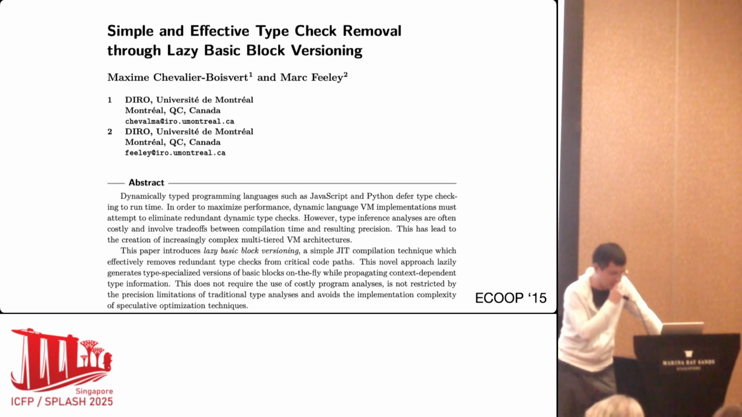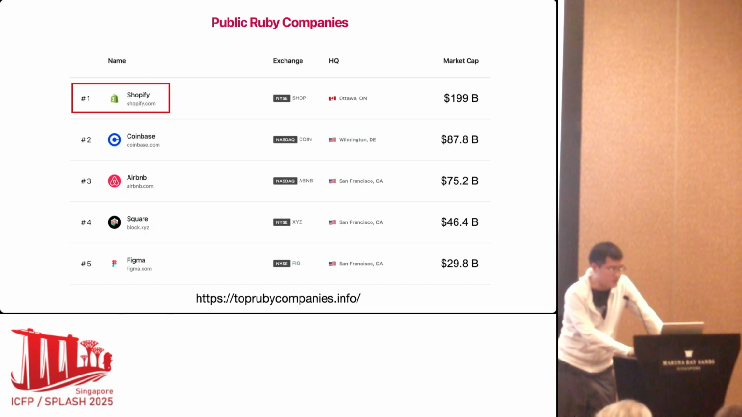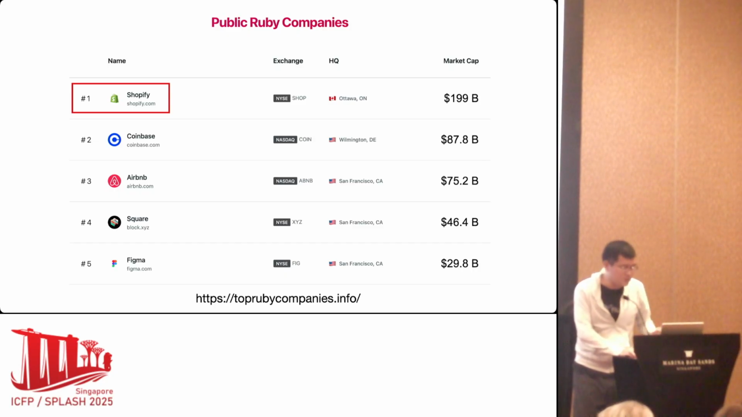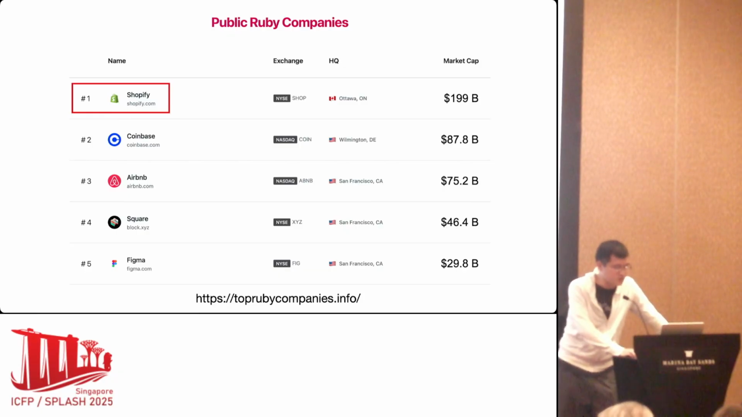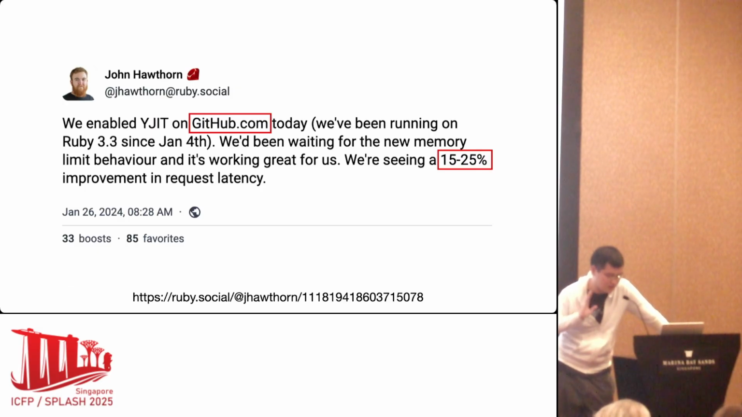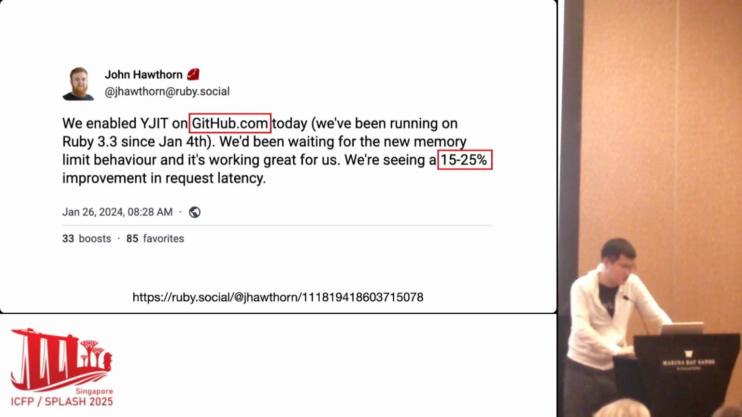This is the original lazy basic block versioning paper. If you want to read how that works, you might want to check this out. The reason why we are building the JIT here is that Shopify is the largest company that uses Ruby by market cap, so we invest a lot in the Ruby ecosystem. This is the website that lists only the public companies, but there's also a private company that uses Ruby, which is GitHub.